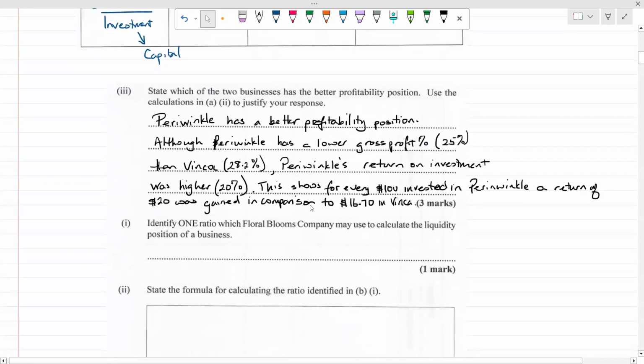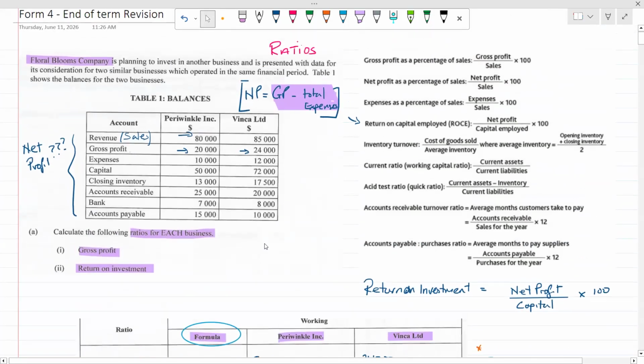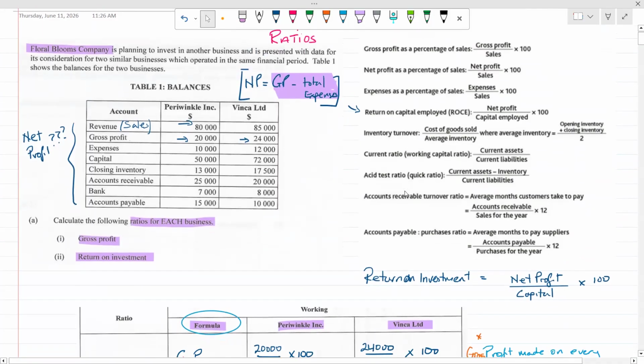Yes, sir. Right. Identify one ratio which Floral Bloom's company may use to calculate the liquidity position of our business. What ratios do we have at our disposal? This is our list of ratios here that we could use for liquidity. Anybody remembers?